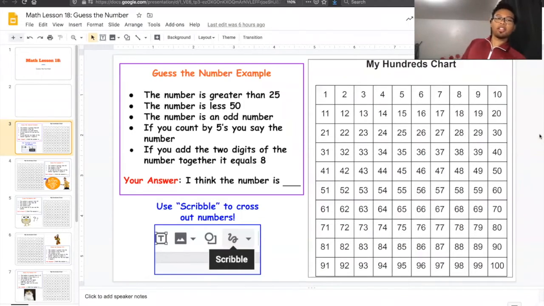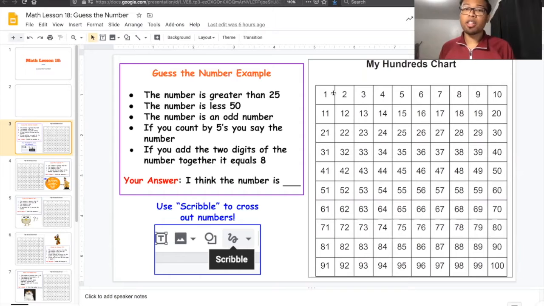All right, so here is the Guess the Number example that I'm going to go through with you right now. The whole object of this game is there's going to be a number that Mr. G has in his head. For this one, I got it offline, so I didn't make this one, but this is one I'm going to try and solve right in front of you so that you can see how Mr. G is going to be thinking about it, how I use my chart right here that goes up to 100 to solve the number.